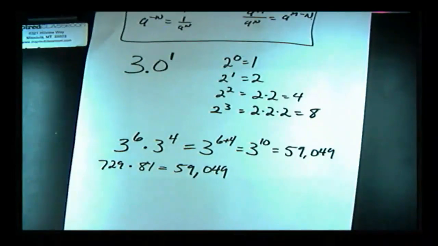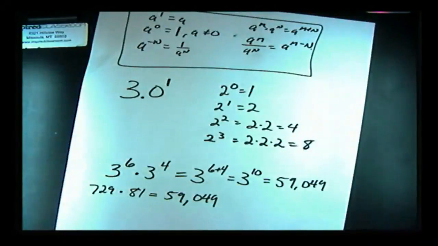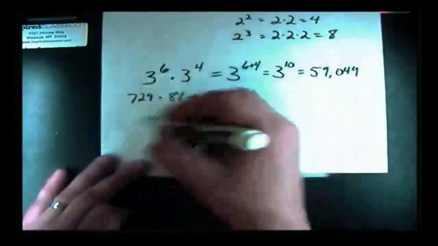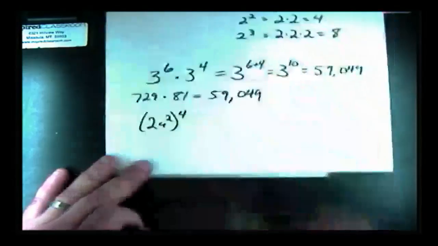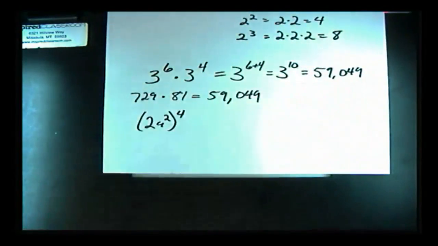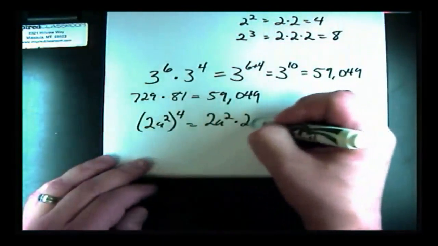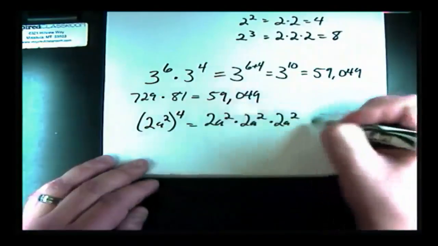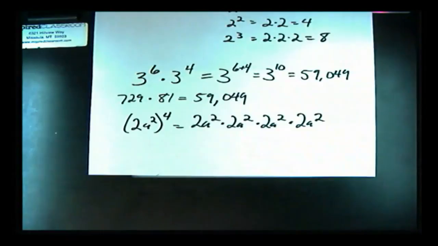It's important to understand what it means to be to a power and what that represents. If you understand what something to some power means, it's easier to solve for. For example, say I have a problem where I have 2a squared to the 4th power in parentheses. Well, this is equal to 2a squared times 2a squared times 2a squared times 2a squared, 4 times. So that cleared the parentheses.